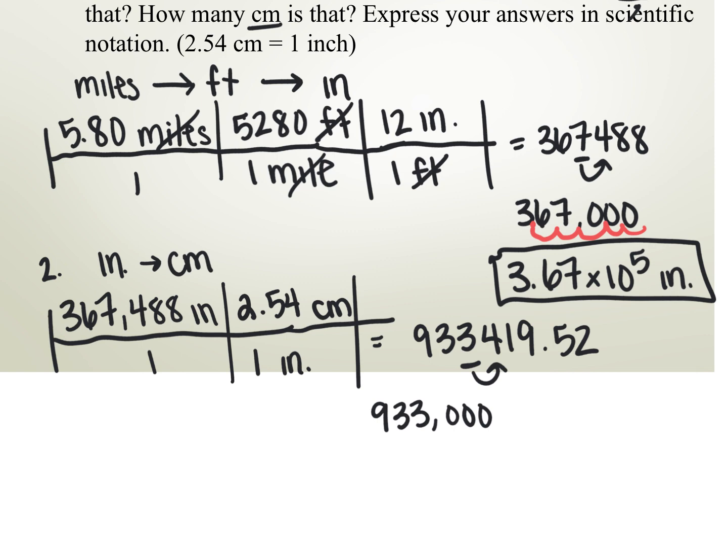Okay, and then we're going to put it in scientific notation. So we just put a decimal at the end. And how many places do you move the decimal to get it in between the first 9 and 3? Yeah, that should be 5. So 9.33 times 10 to the 5th centimeters.